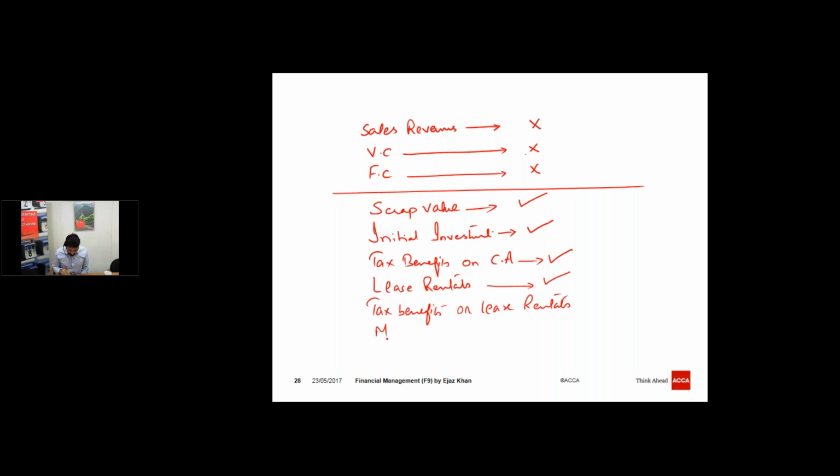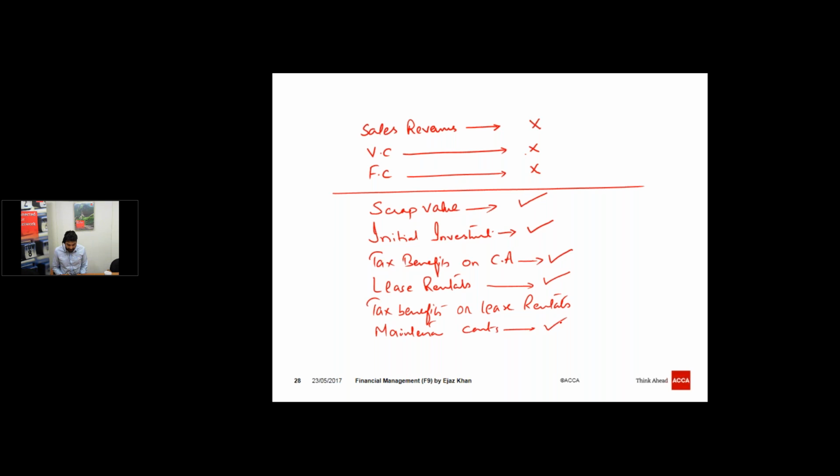Sometimes maintenance cost will also be relevant. In case of buying, the maintenance cost will always be borne by the company itself. But in case of leasing, the lease agreement might expressly say that the company need not maintain the asset. So in that case, maintenance costs might not be borne by the company.